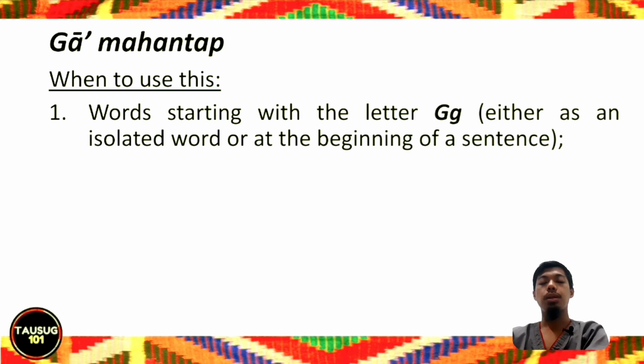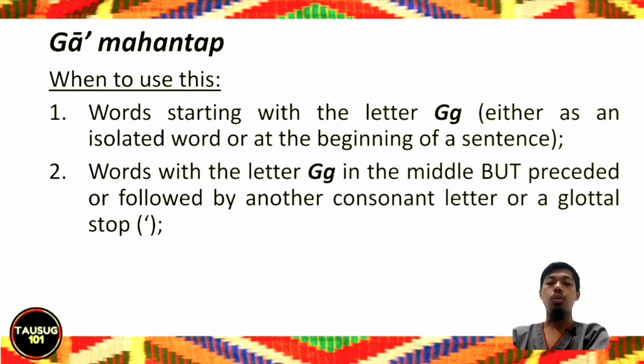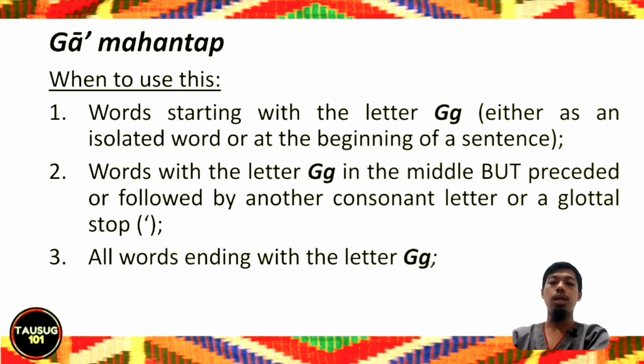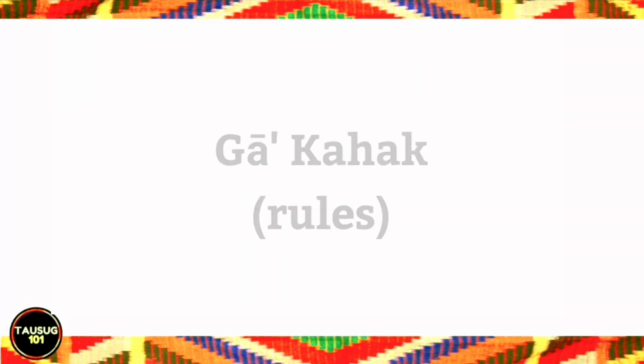So again, as a review, Gā Mahantap is used with words starting with the letter Ga at the beginning of the word or at the beginning of the sentence. Secondly, when words with the letter Ga in the middle but preceded or followed by another consonant letter or a glottal stop. And lastly, all words ending with letter Ga. They use the Gā Mahantap sound.